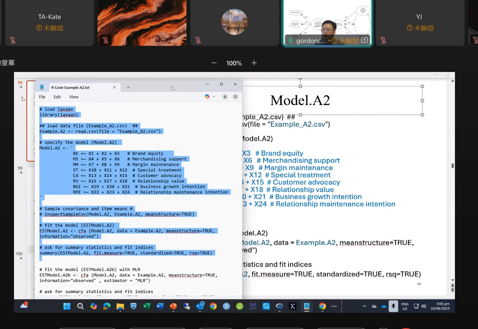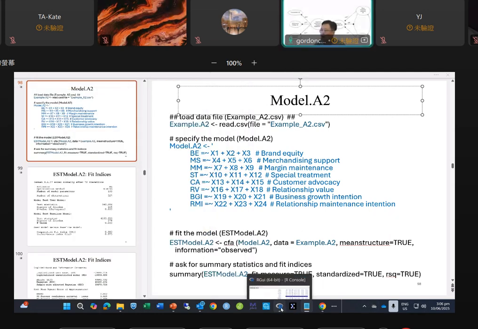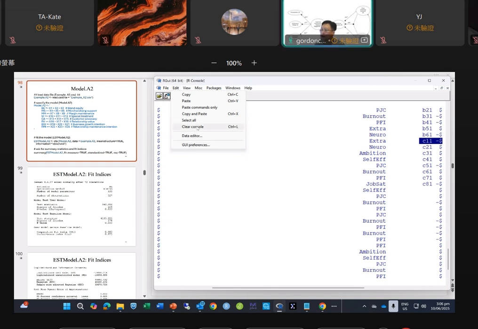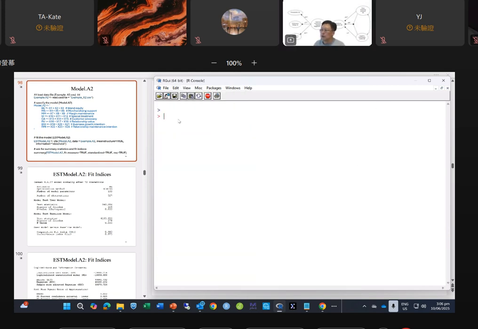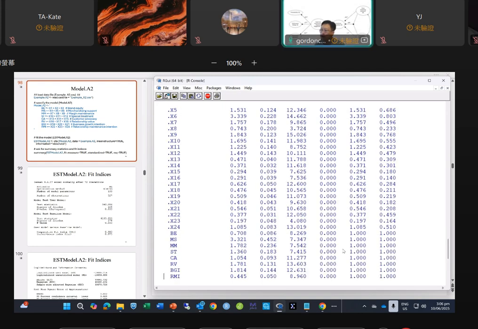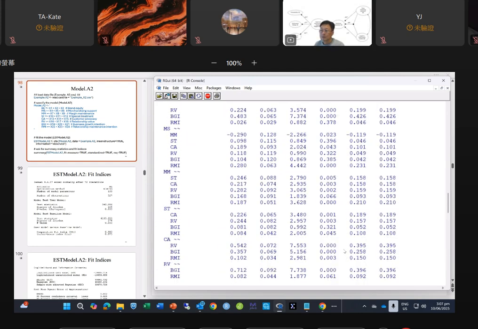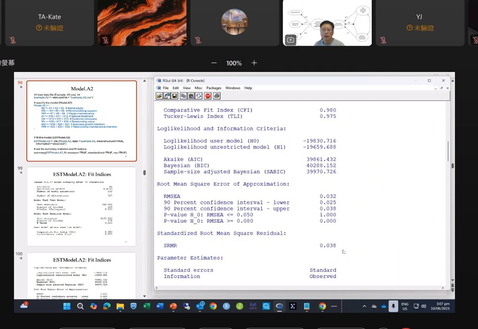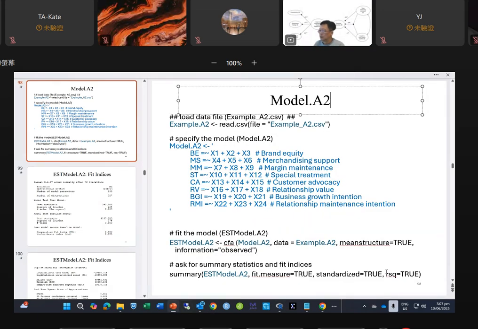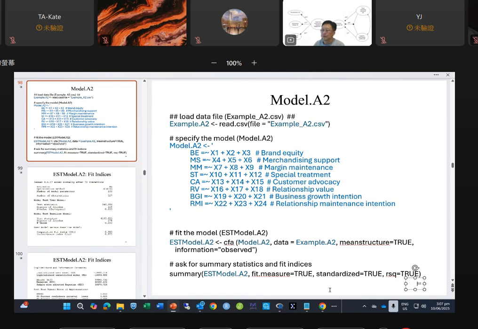I'll copy this to my R here, in the console, and paste it here. So I've just run my model, the measurement model. Have you run your measurement model? You can either copy and paste it from our code example A2 or from slide 98. You got your results?